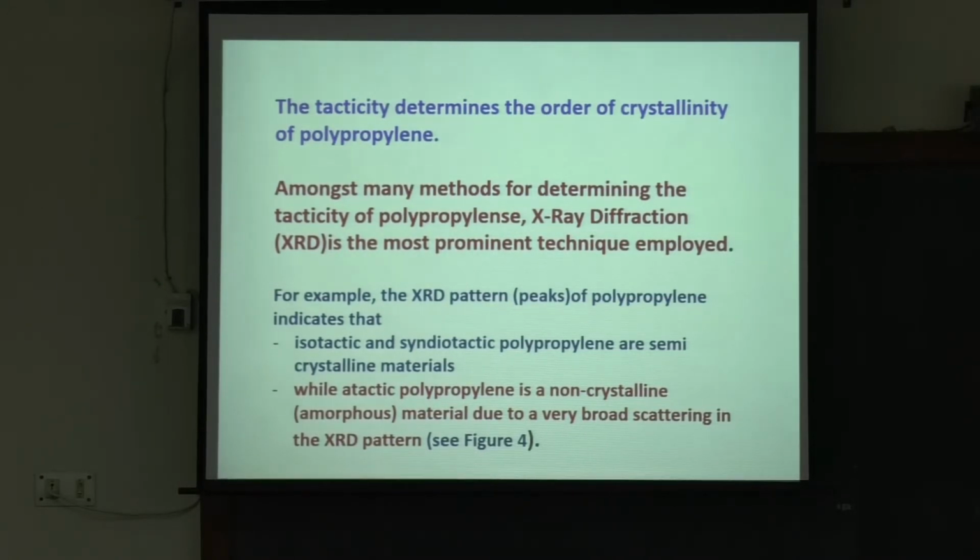The XRD pattern or the peaks of polypropylene indicates that isotactic and syndiotactic polypropylene are semi-crystalline material, whereas atactic polypropylene is a non-crystalline or amorphous material due to a very broad scattering in the XRD.